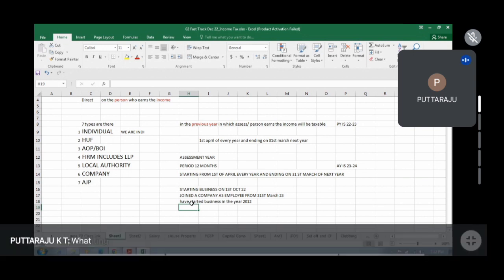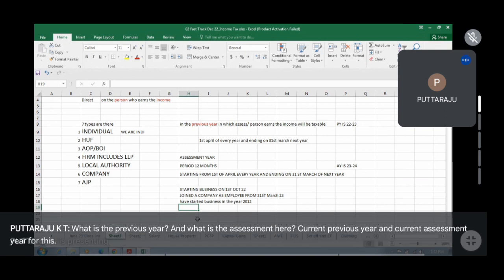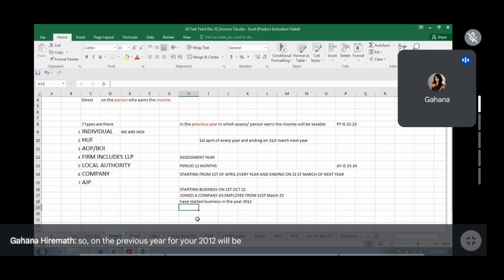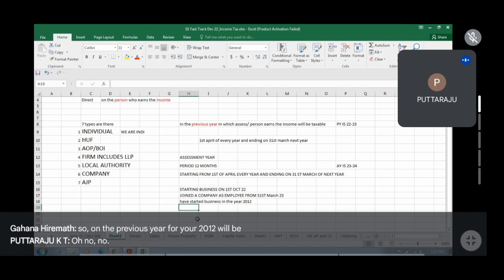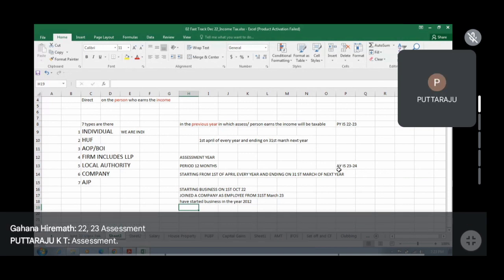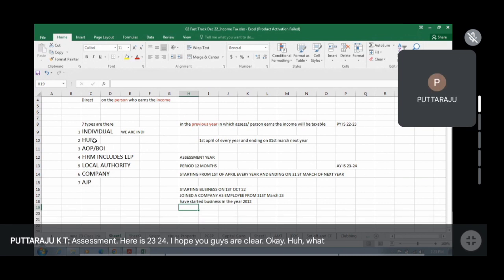What is the previous year and what is the assessment year? Current previous year and current assessment year for this. So the previous year for year 2012 will be... No, 2012 you started the business. Okay. It is still carrying on. In this case, my previous year will always be 22-23. Assessment year is 23-24. I hope you guys are clear. Yes, sir.